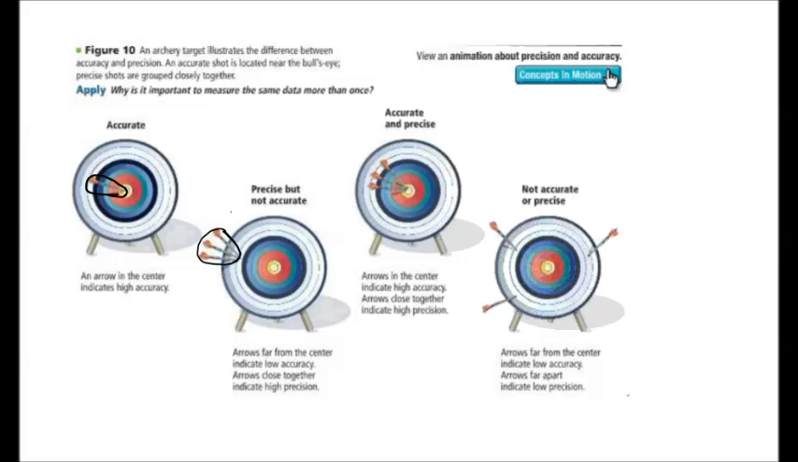But because they missed the target, they are not accurate. The third picture shows 3 arrows that are close together, so they are precise. And since they hit the target, they are also accurate. The fourth picture, where the 3 arrows are just dispersed all over the place, are neither precise nor accurate.